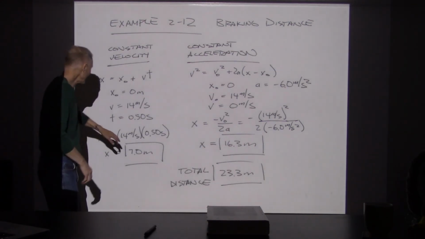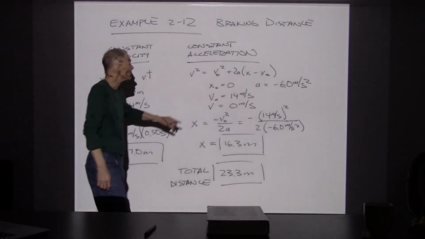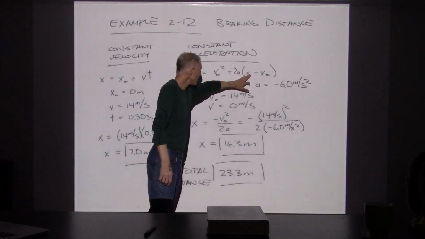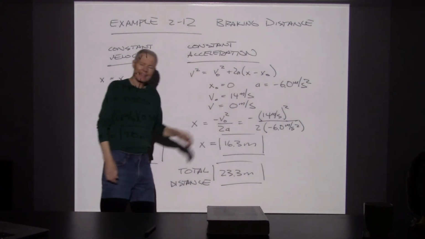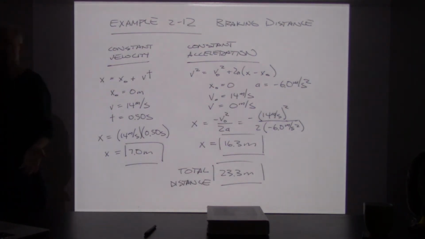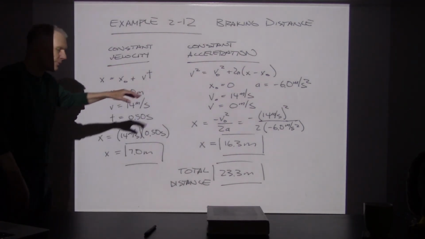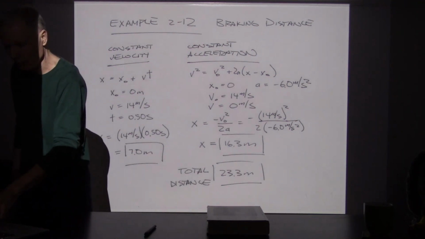If I had taken the 7 meters from here and used it as x naught and kept the entire formula, the formula would have been a little more complicated, but it would have been done once I got the answer. And again, my preference is to break it up and add everything together at the end of the problem.